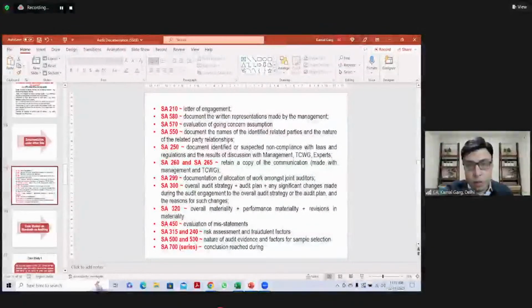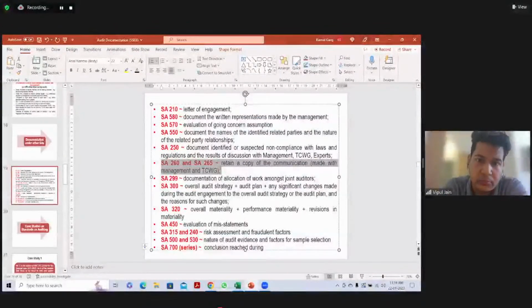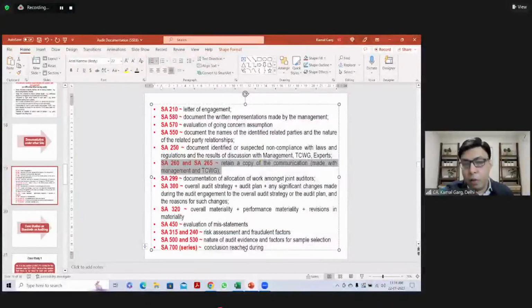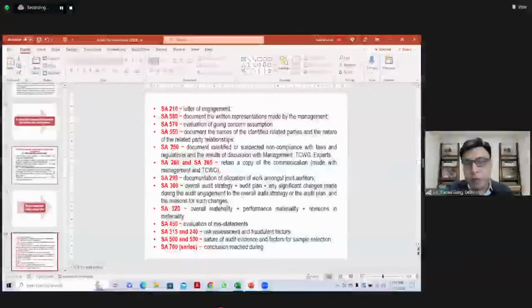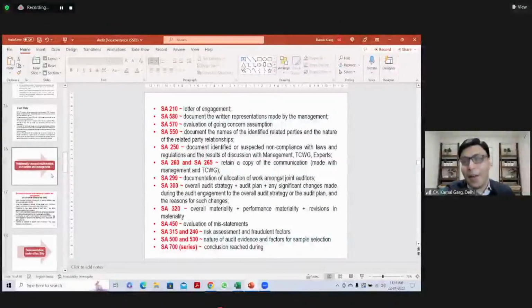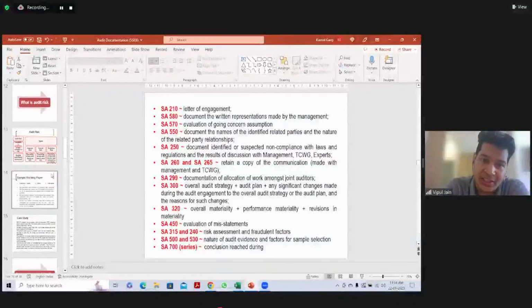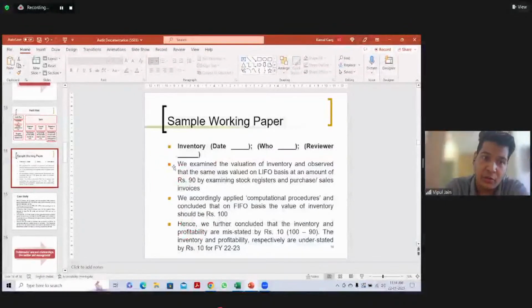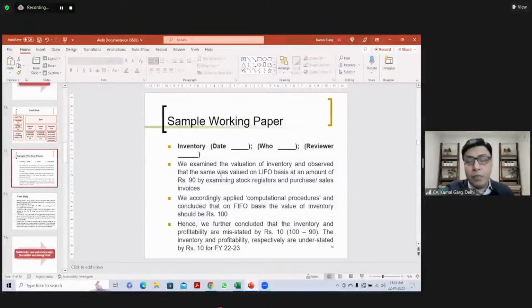Just see this one. Retain a copy of communication made with management or TCWG. What will you communicate? Evaluation of misstatements. That communication is required because otherwise the audit will become a one-way track. It has to be a common dialogue, it cannot be a monologue. Sir, does SA 450 also talk about getting a counter signature or an acknowledgement? That is not given by SA 450. That is given by SA 260 and SA 265. Normally nowadays, because online audit is going on, people send emails and take confirmation on emails themselves.